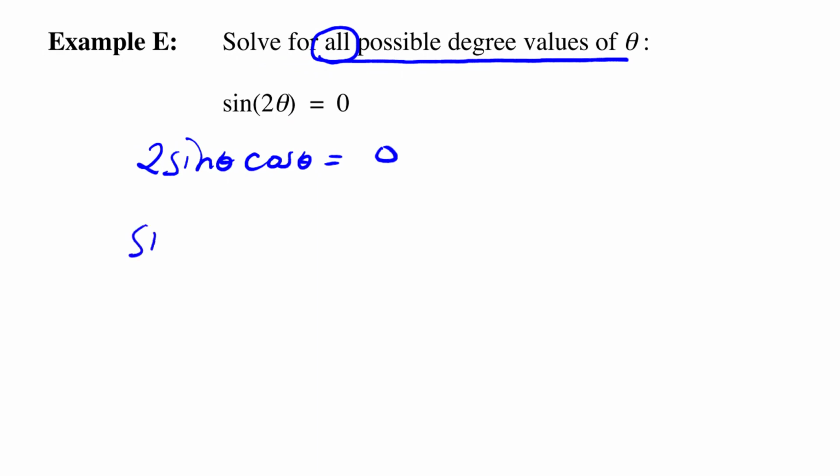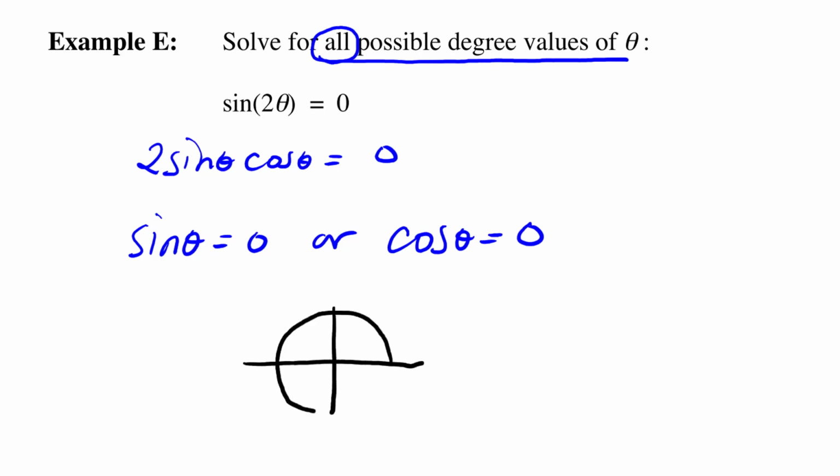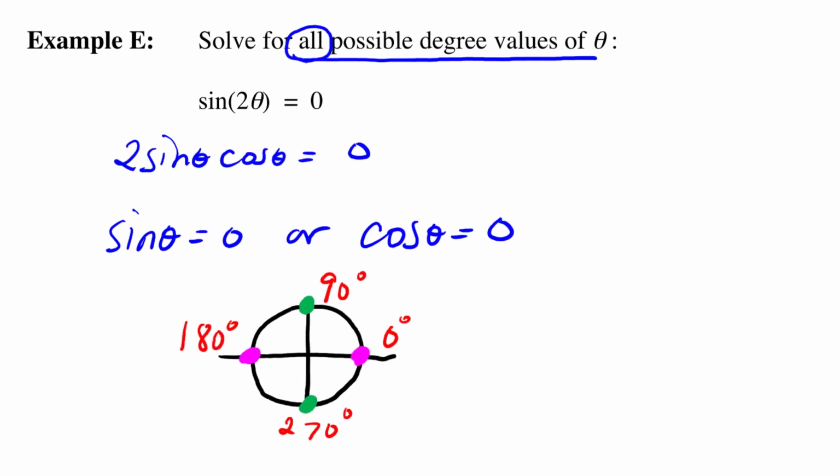And so we have 2 different factors that could be 0, either sine of theta equals 0 or cosine theta equals 0. In the unit circle, sine of theta is 0 on the x-axis, and cosine of theta is 0 on the y-axis. So we have all of our axial values, 0 degrees, 90 degrees, 180, and 270 degrees.